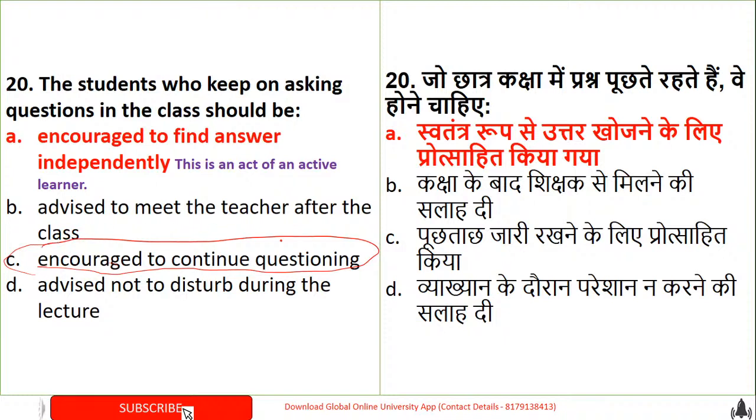It is wrong. Why? Because in teaching, there is a concept called the active learner. When we talk about the active learner, it is the student who keeps on asking questions in the class, who should be encouraged to find answers independently, and this is one of the acts of an active learner. That's the reason option A is correct and not anything else.